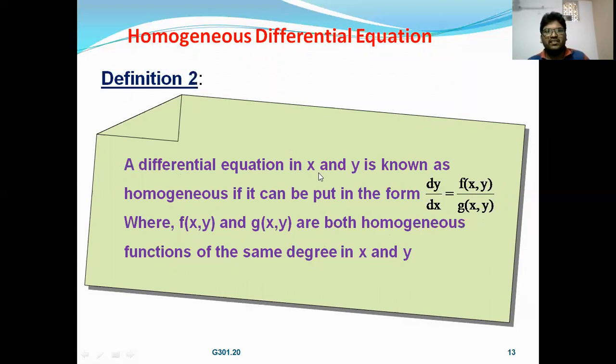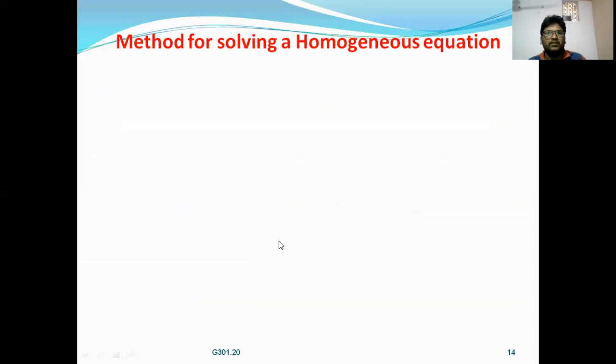A differential equation in x and y is known as homogeneous if it can be put in the form dy by dx is equal to f of x comma y by g of x comma y, where f of x comma y and g of x comma y are both homogeneous functions of the same degree in x and y. So this function degree will be same. So this is the homogeneous differential equation definition. Okay. Next, we will solve some problems on this method.